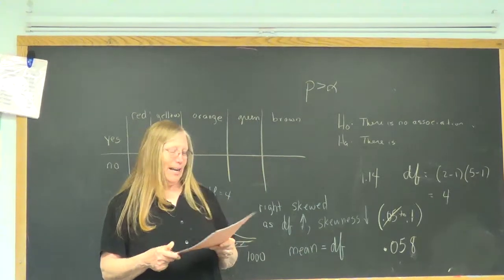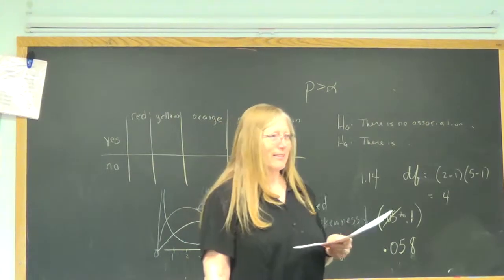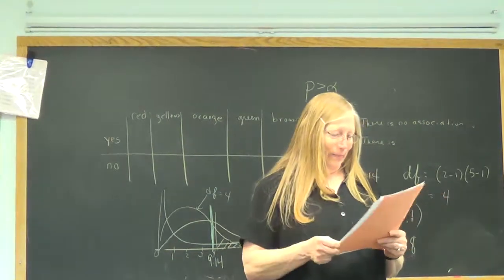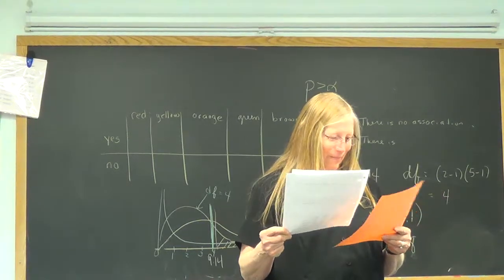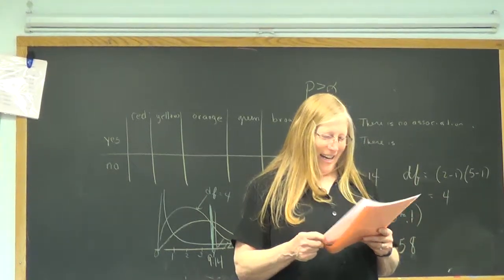How many degrees of freedom? It would be 5 rows, 4 columns. It would be 5 minus 1 times 4 minus 1, which is 4 times 3, which is 12. Right. That's a lot. Erase your math.